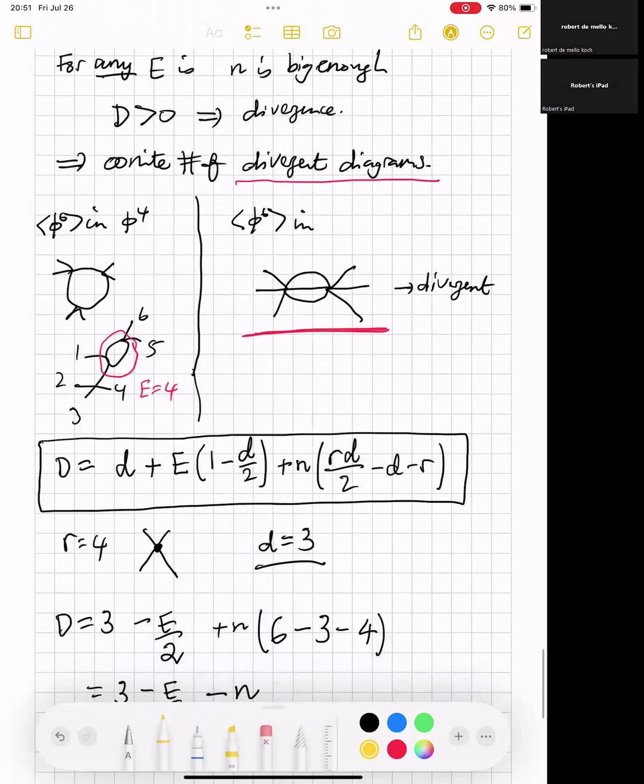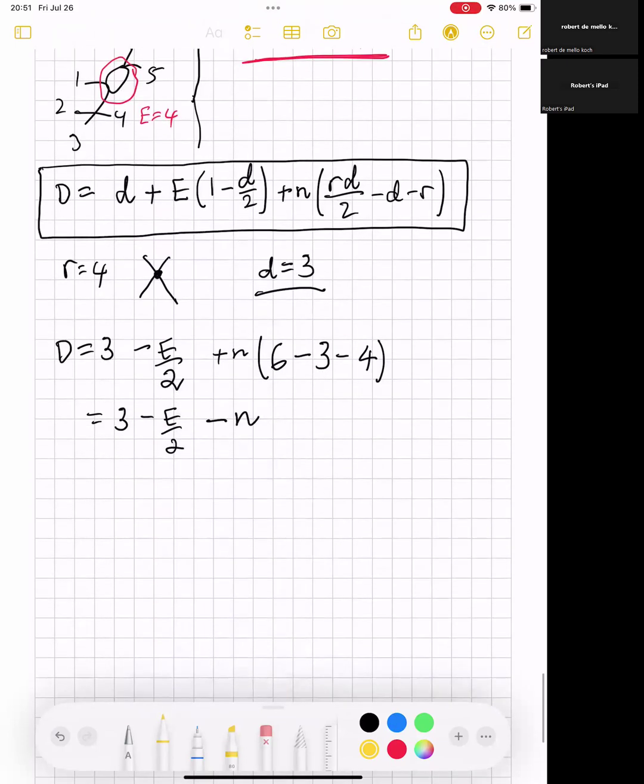And we could see here, we got new divergences at every order in perturbation theory. In this new case, where r is 4 and d is equal to 3, now there's a minus n. And what this means is the more vertices, the better the diagram converges. Okay, so convergence is actually improved by adding vertices, and this is often called super renormalizable.